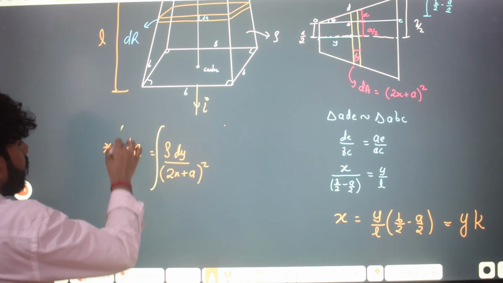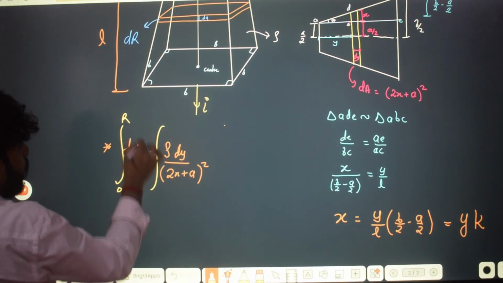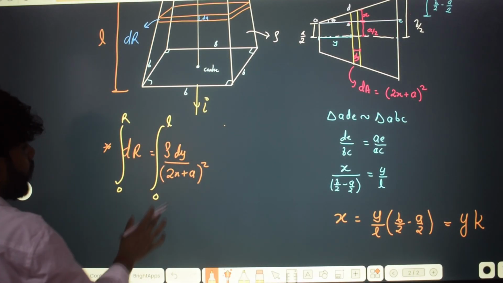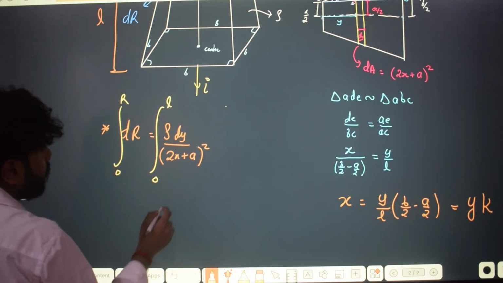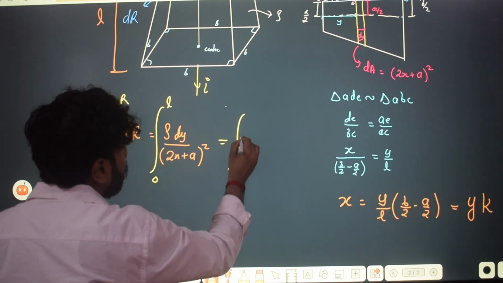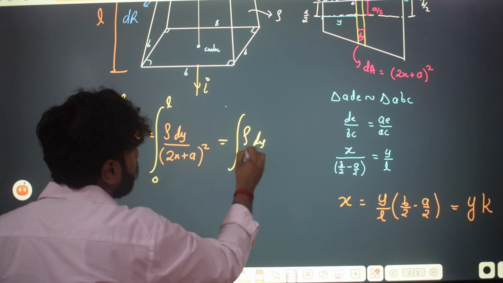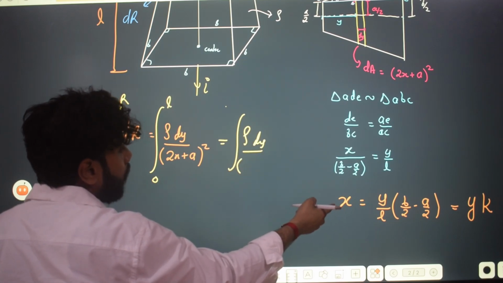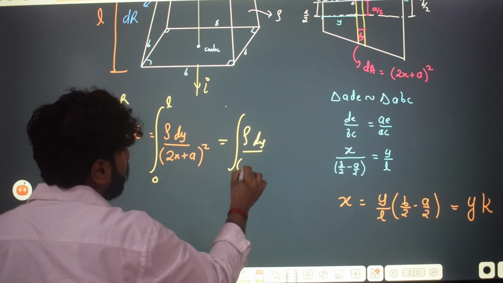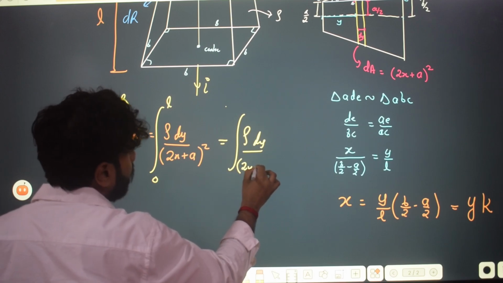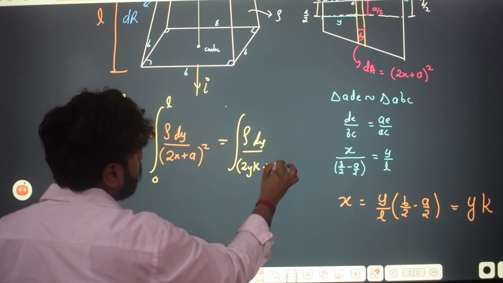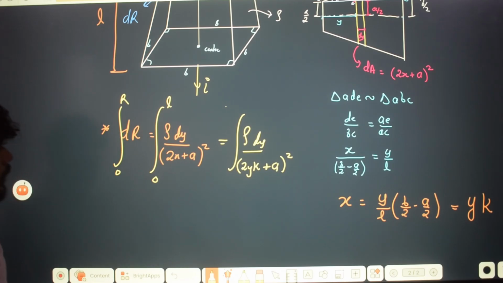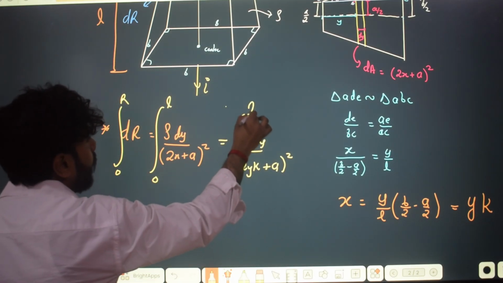That means we just need to integrate. That will be 0 to r, and here we will go from 0 to L. Now it is just the integration we have to do, and substitute the values: rho dy, and instead of x we can write yk, so it is 2yk plus a, whole square. You can integrate 0 to L.